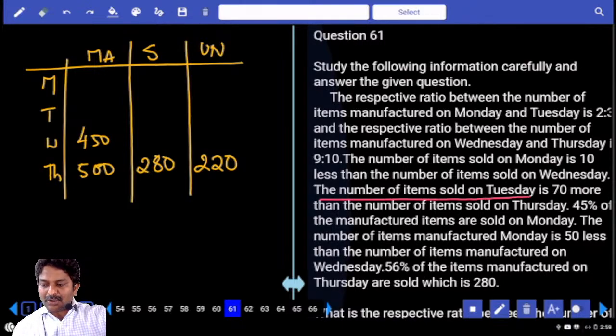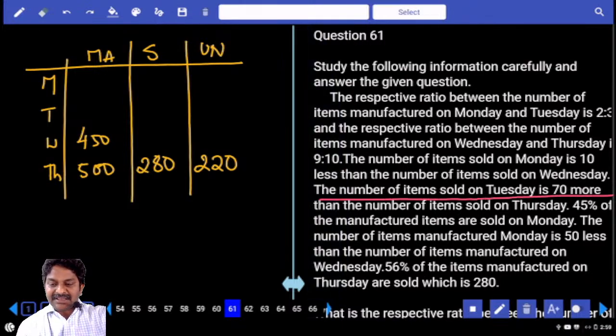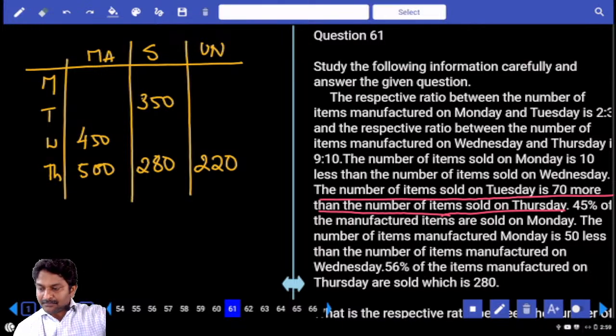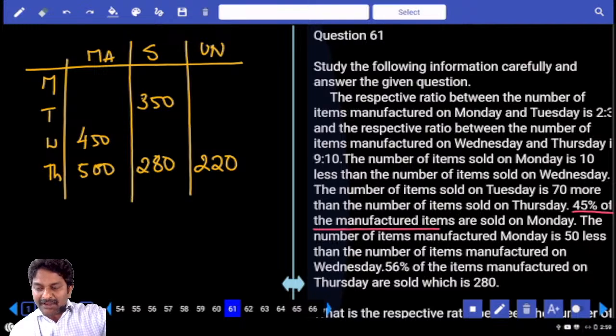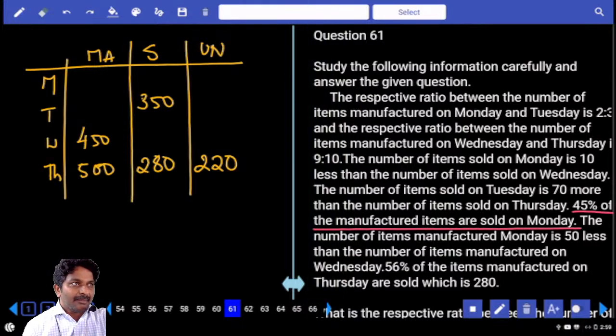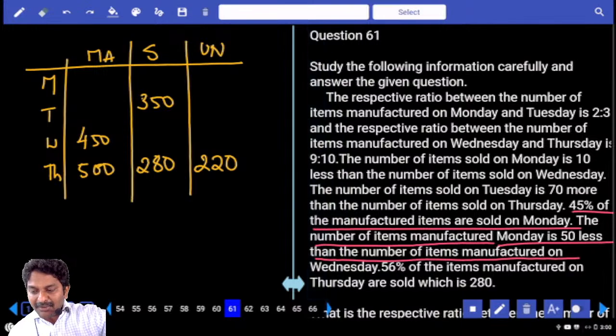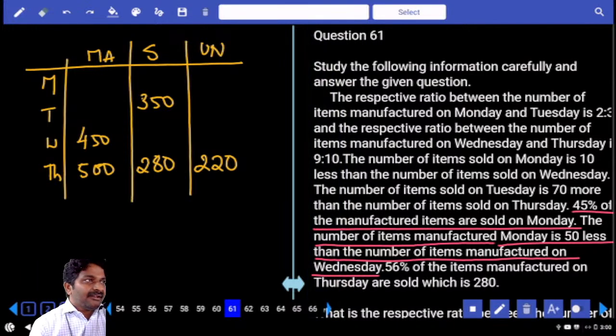Number of items sold on Tuesday is 70 more than number of items sold on Thursday. Thursday sold items are 280. 70 more in the sense 350. Sold items on Tuesday. 45% of the manufactured items are sold on Monday. Monday how many are sold? We don't know. Number of items manufactured on Monday is 50 less than number of items manufactured on Wednesday. Wednesday 450 manufactured, 50 less than that 400.